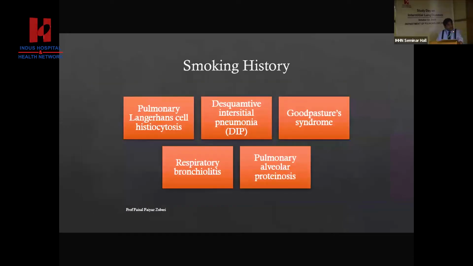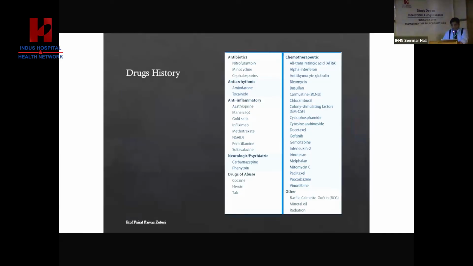Smoking history is a very important question one has to ask. Certain interstitial lung diseases are associated with smoking: PLCH, DIP, Goodpasture's, respiratory bronchiolitis, and pulmonary alveolar proteinosis. So these are the disorders related to smoking. There is a huge list of drugs, mainly antineoplastic chemotherapeutic agents and some antibiotics like nitrofurantoin; I will not go into the details.